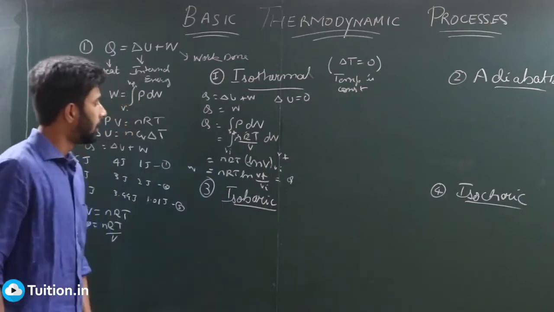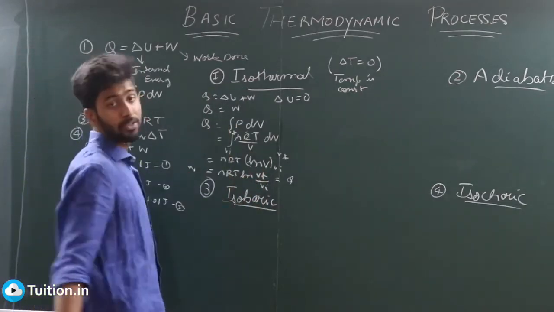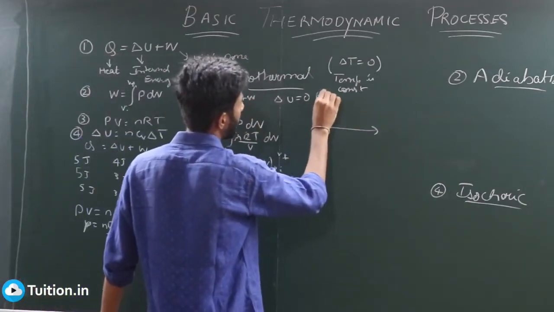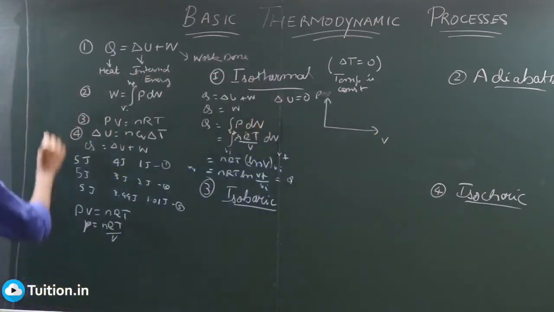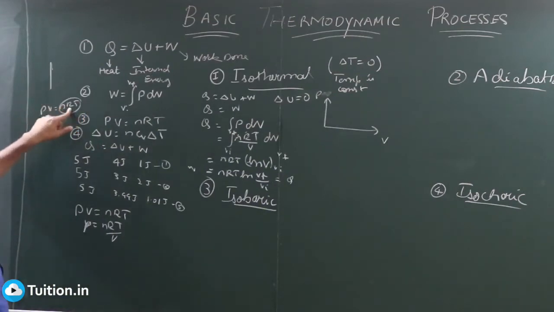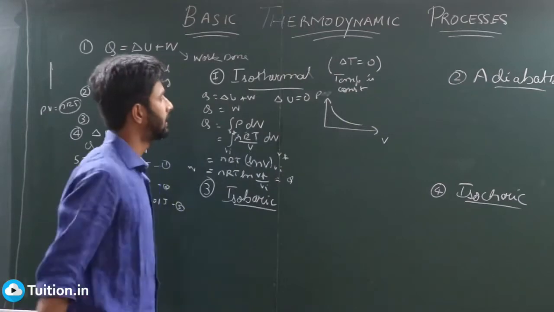This is nothing but your Q = nRT ln(Vf/Vi). How will the PV graph of this particular process look like? The P versus V graph: PV = nRT. n is constant, R is constant, T is also constant for this process. So PV equals constant, which is nothing but a rectangular hyperbola. So you will get something like this. This will be the graph, right?